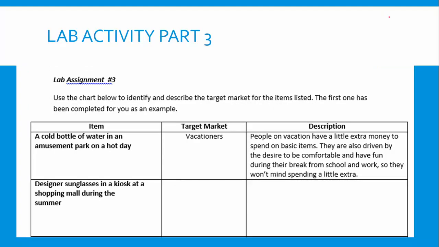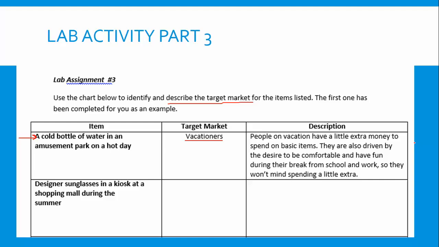And then the third one is you're going to go back to those examples we gave you at the beginning, and then you want to describe the target market. So what's the target market for those items that we went through for the utility at the beginning? For example, we've got the cold bottle of water at an amusement park. Who's that going to benefit? Obviously, the people at the amusement park, which would be your vacationers.